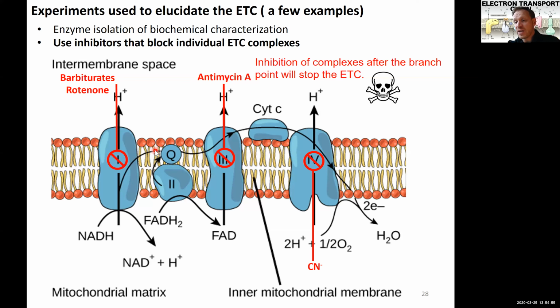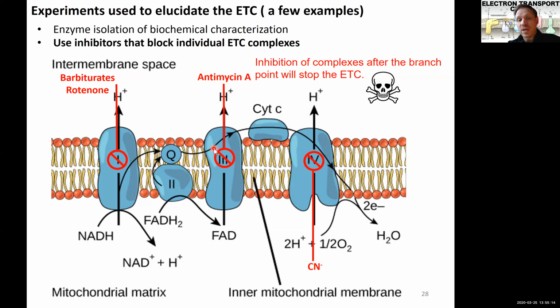Another example here is cyanide. You may have heard this in all of the Bond movies, where people use cyanide. Actually, the way cyanide works is that it blocks complex 4. So it would function in a very similar way to blocking complex 3 here. It would be fatal. You cannot do the ETC anymore.